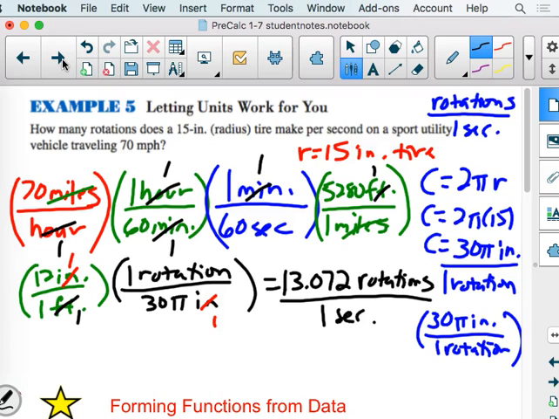Everybody getting the 13.072? Good. Yeah. If anybody forgets anything, it's usually the pi. You know, we're looking for numbers as we try to do that multiplication, numerator times numerator, denominator times denominator. And we miss that little pi down there. Otherwise, it's pretty basic use of fractions, you know.